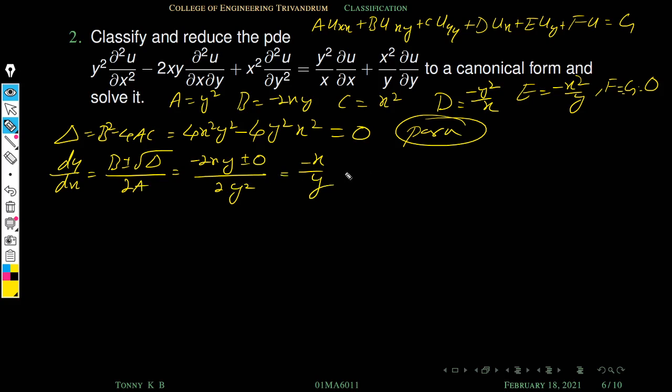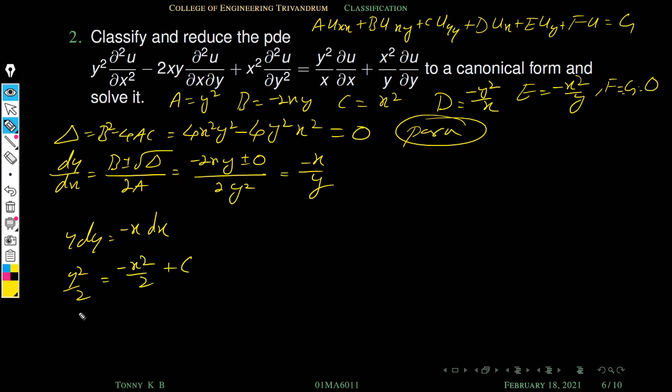How to solve this differential equation, dy by dx equal to minus x by y? By the method of separation. So you can easily separate it: y dy equals minus x dx. Now it is integrable. The left side becomes y square by 2, and this becomes minus x square by 2, equal to some arbitrary constant.